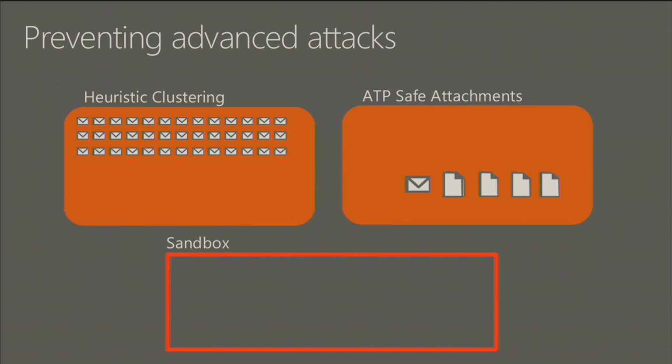So now, if you are an ATP customer, if you've got the ATP add-on, or if you've got an E5 subscription, we're going to take every single one of your attachments, whether we think they're suspicious or not, whether or not they hit any of those heuristic ML models, and we're going to detonate all of them in the sandbox environment.